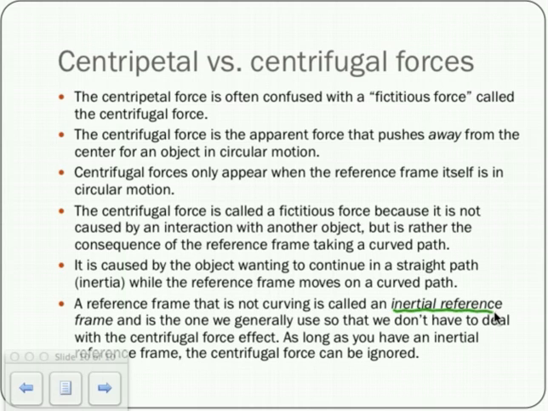An inertial reference frame is one where the reference frame is not curving, it's not rotating, and the reference frame itself is not undergoing an acceleration of any kind. It might be moving at a constant velocity, that's perfectly fine, but it's not accelerating. So we try to pick non-accelerating reference frames whenever we can. That way we don't have to worry about things like these centrifugal forces. As long as we have an inertial reference frame, and everything we've done so far this year has been, we can ignore the centrifugal force. And that's what I would suggest.